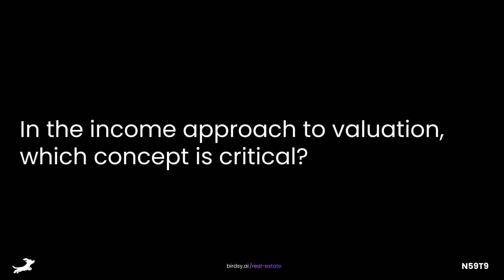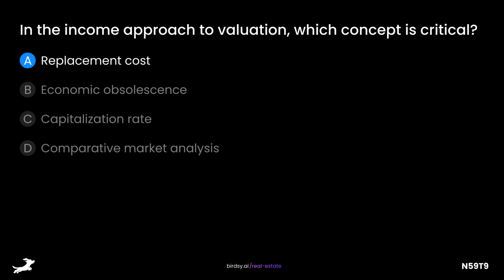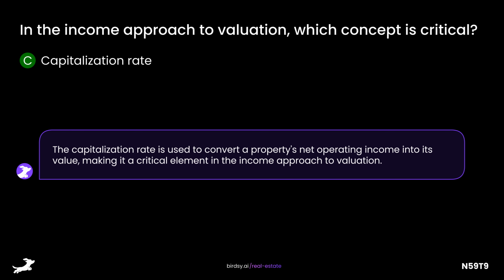In the income approach to valuation, which concept is critical? Is it A, replacement cost, B, economic obsolescence, C, capitalization rate, or D, comparative market analysis? The answer is C, capitalization rate. The capitalization rate is used to convert a property's net operating income into its value, making it a critical element in the income approach to valuation.